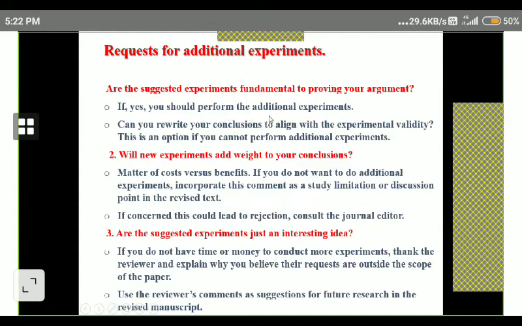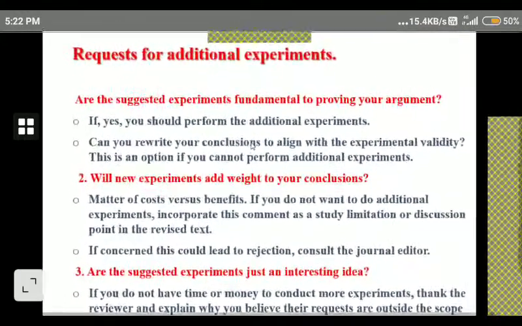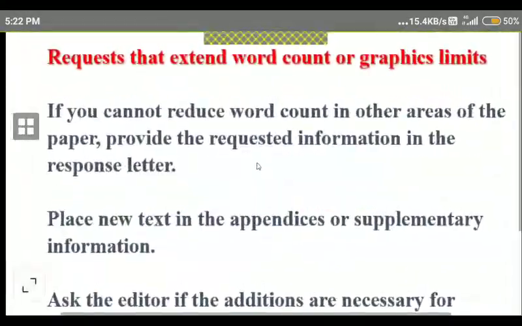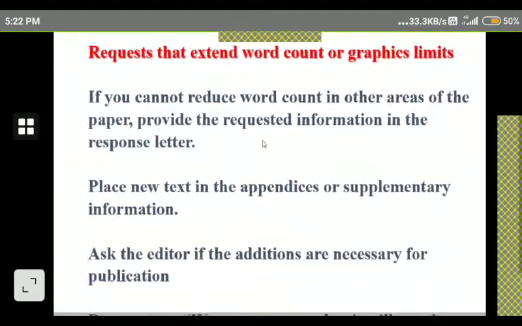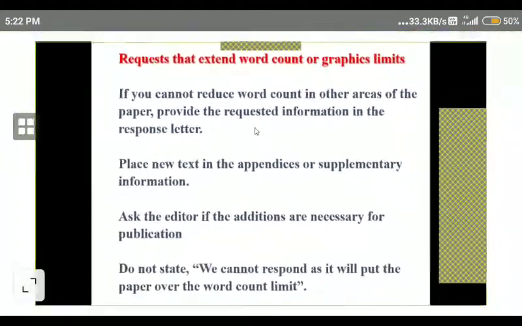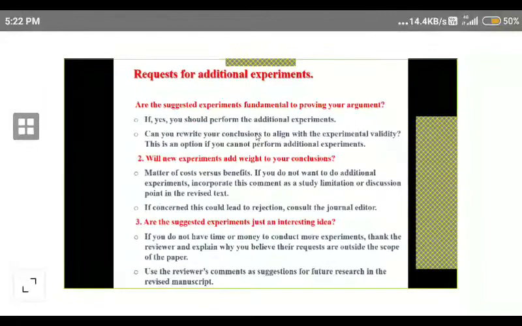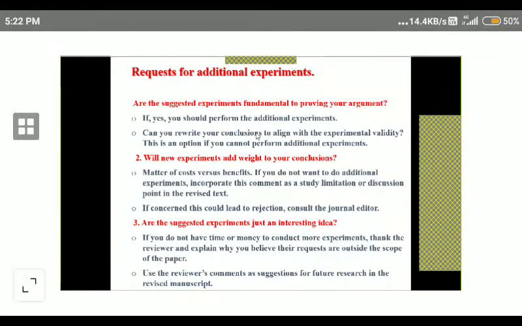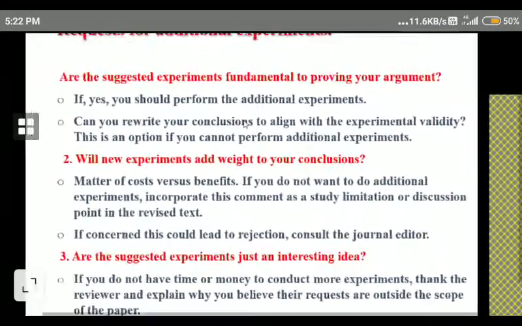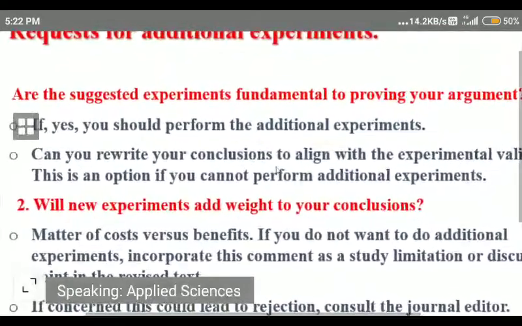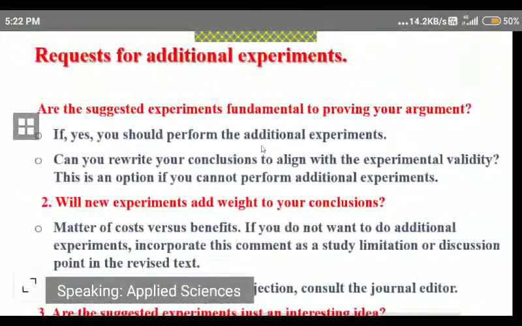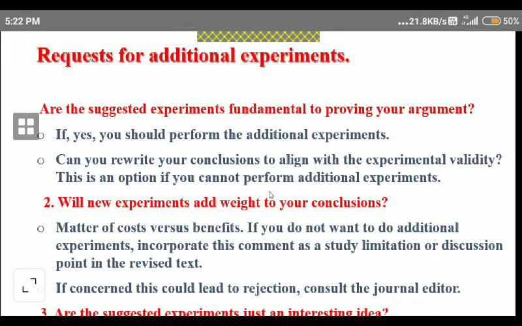Then comes another problem which you face in the review comments, which is doing additional experiments. Many times the reviewers suggest that you have to do an additional experiment. What is the case if you have no facility to do those experiments, or you don't want to perform them, or you have to spend a lot of money? You may feel that way, so you have certain situations where you have to decide.